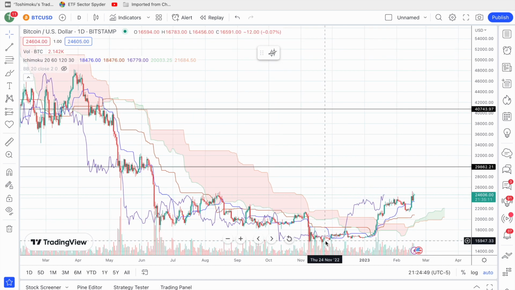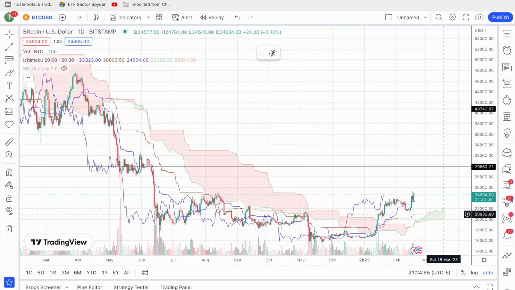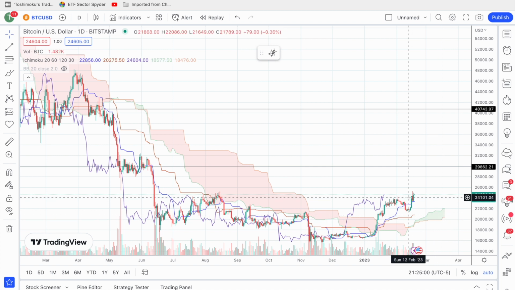So like I said before, the Ichimoku Cloud allows you to visibly see what type of trend you're in. And right now you can see that the cloud is green and that the price action is above the cloud. So those are two of the criteria for what would be bullish action with this indicator. So you would see that the cloud's green and that price is above the cloud.